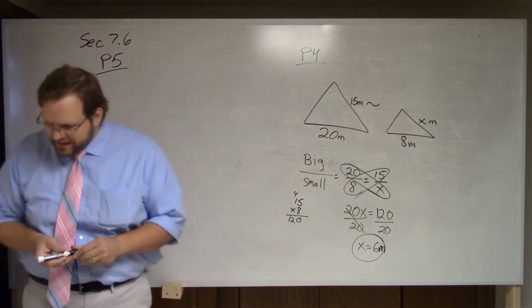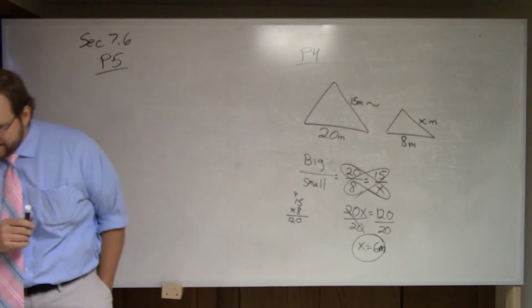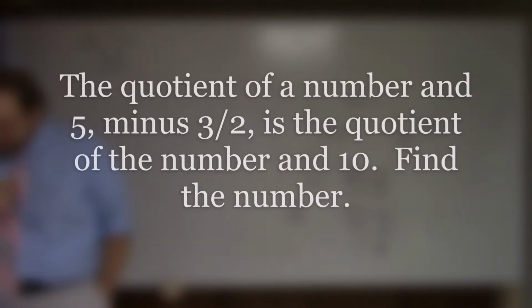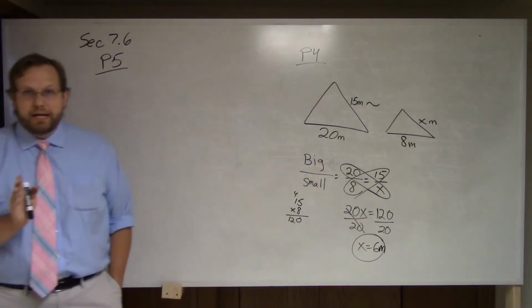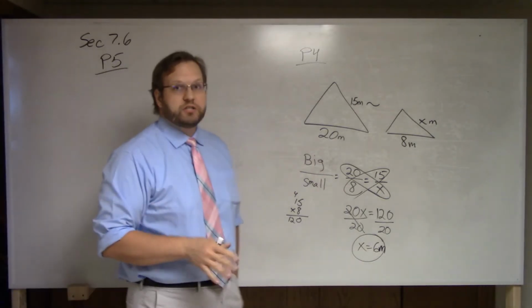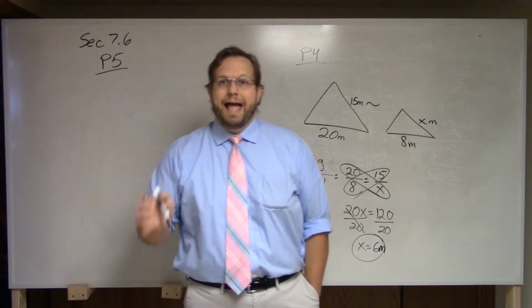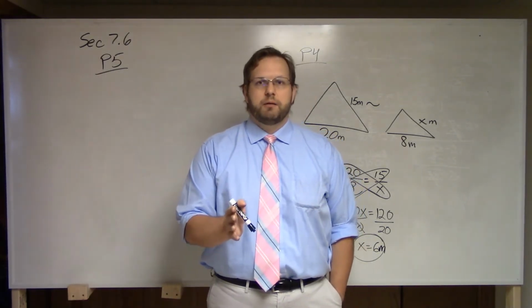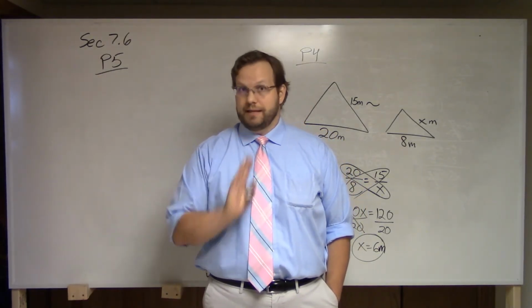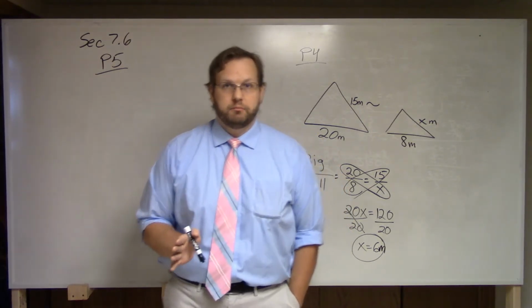So practice 5 says, that's on page 491. It states, the quotient of a number and 5, minus 3 halves, is the quotient of the number and 10. Find the number. Now again, just like all word problems, I read through it once just to get an idea of what we're talking about. Here we're talking about numbers. As always, if it's a number problem, you translate. That's it. You just translate the problem, okay?